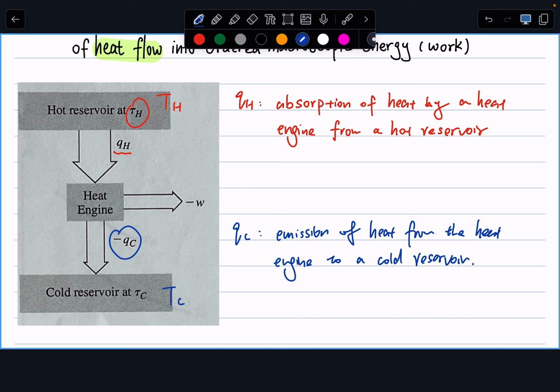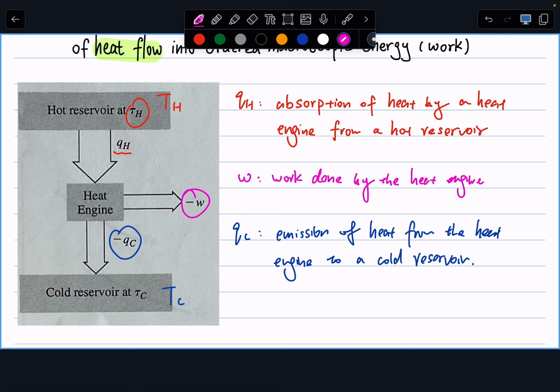All right, but in the process, the difference between your QH and QC becomes work output by the heat engine. And then we have work. So that's the work done by the heat engine to the surrounding. So that's why work itself is a negative number. Your heat engine is absorbing heat, so QH is positive. It's emitting the rest of the heat to the cold reservoir, so QC should be negative, and then outputting work to the surrounding. So W is also negative. So this defines one cycle of a typical heat engine.